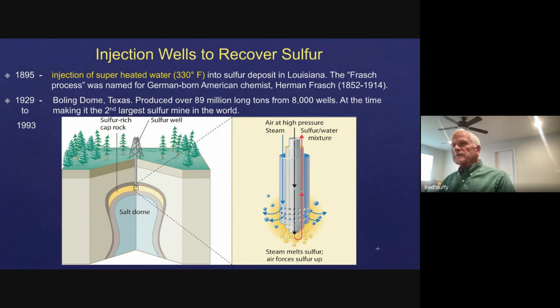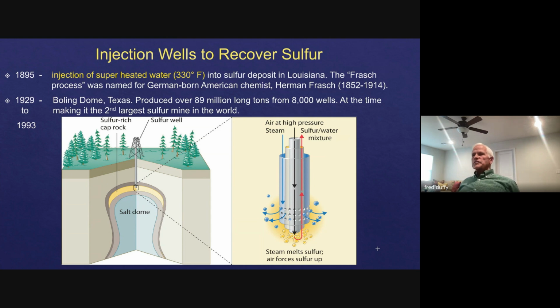Okay, another example of class 3 injection wells is to recover sulfur. This was performed in 1895 in Louisiana, where the German-born chemist Hermann Frasch injected superheated water into a salt dome, which would then dissolve the sulfur, and the liquid sulfur would then come to the surface. In that schematic on the right side, a production well and an injection well are almost one and the same. It has 3 strings of casing.